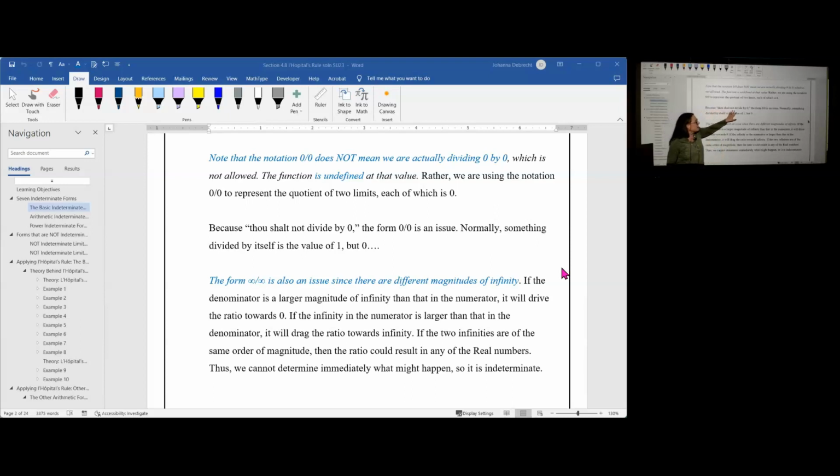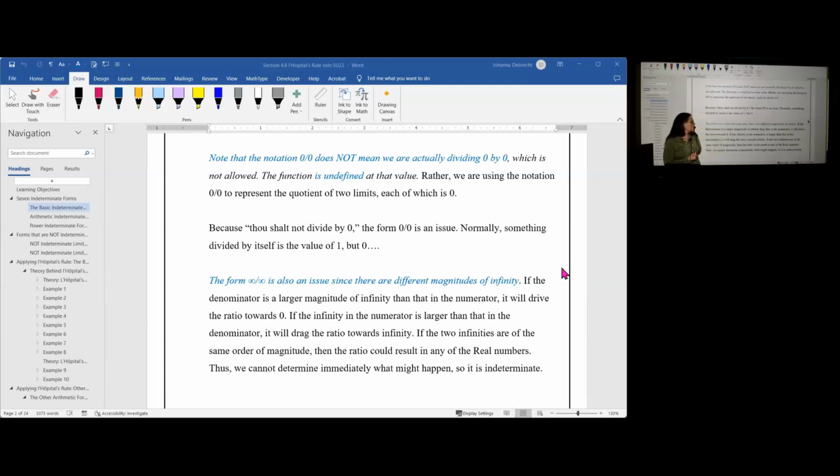Now, why is 0 divided by 0 an indeterminate form? Normally, when we divide a number by itself, like 2 divided by 2, we get the number 1. But we know that thou shalt not divide by 0, so 0 divided by 0 cannot be 1. Why is this the case? Where is this coming from? Well, we'll see in a moment that it comes from the definition of negative exponents.